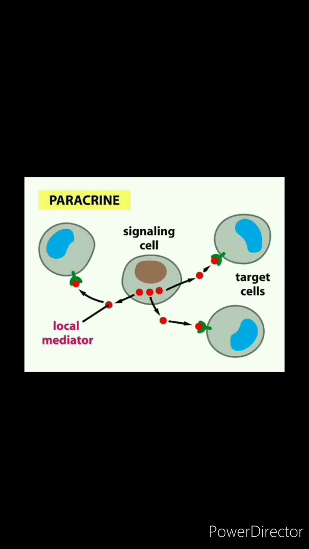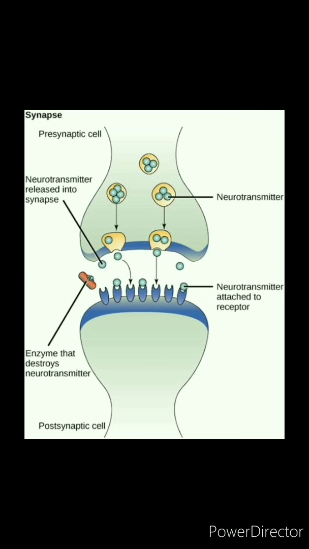Here you can see the neurotransmitter is released from the presynaptic cell, which is a nerve cell, and diffuses into the synaptic cleft. After that, it attaches to the receptor of the postsynaptic cell. Here the presynaptic cell is the signaling molecule synthesizing cell, and the postsynaptic cell is the target cell. So the neurotransmitter is the signaling molecule and attaches to the receptor of the postsynaptic cell. So it is a good example of paracrine signaling.